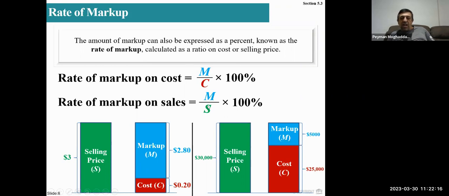And the rate of markup on sale, you divide markup by selling price, and multiply by 100. For this case, 2.8 divided by 3 is going to be 90%. So it's 90% for the bread, and 5,000 divided by 30,000 is going to be 16.66% for the car. Okay, so markup price divided by sell. The 1/6 is going to be around 16.66% for the car. Okay. So that's how you calculate rate of markup on cost and rate of markup on sale.